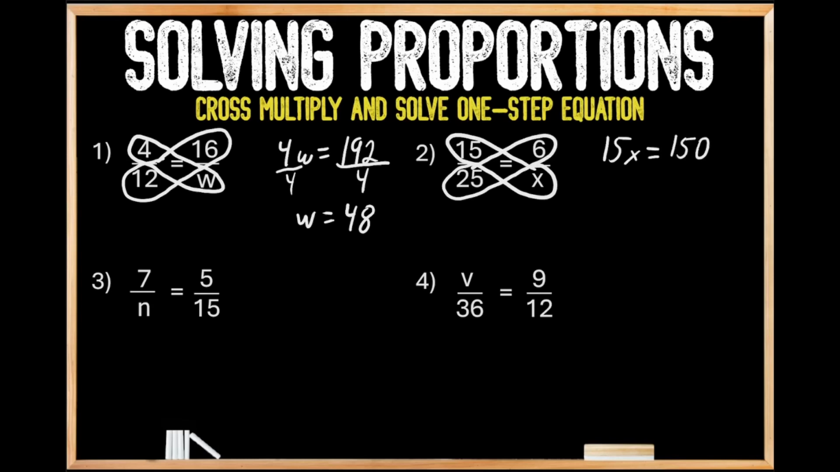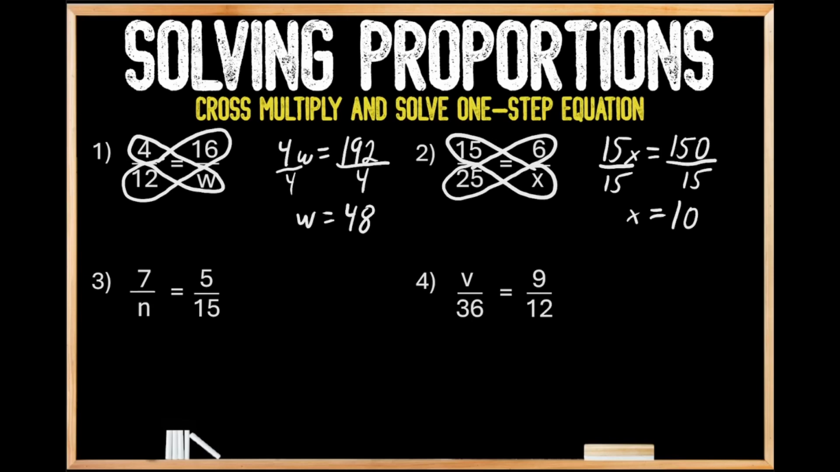And now we're going to isolate for x so that we can figure out the value of x. So we're going to divide both sides of this equation by 15 in order to figure out the value of x. Well, when we divide 150 by 15, we get 10, so x is equal to 10.